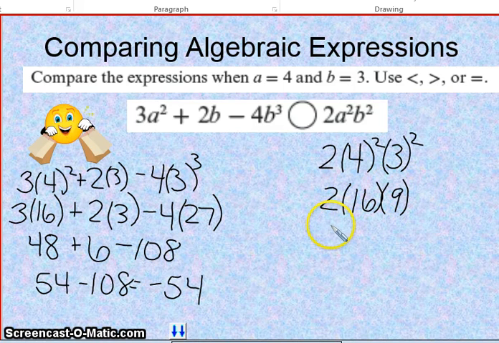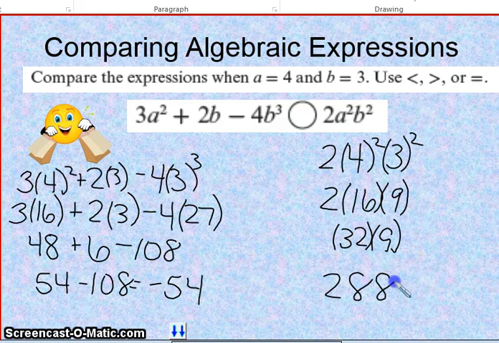Now we'll do multiplication and division from left to right. So we've got 2 times 16, which is 32. And 32 times 9 is 288. Now the problem was asking us to compare these two numbers using less than, greater than, or equal to. So since negative 54 is less than 288, we're going to use the less than symbol. Negative 54 is less than 288.